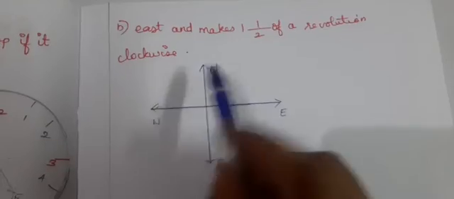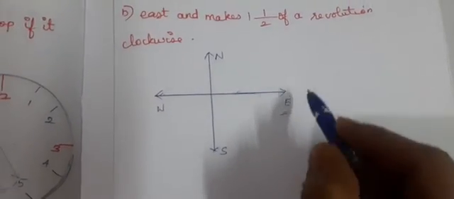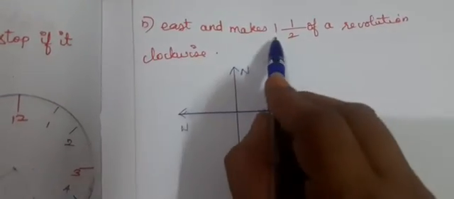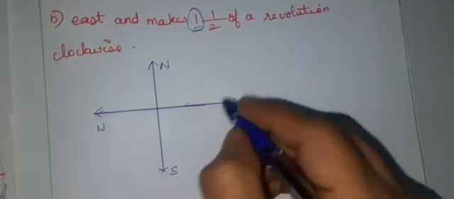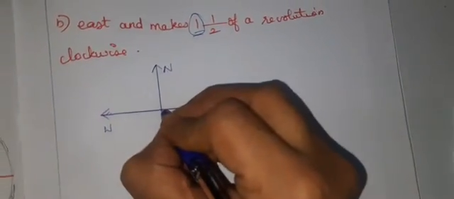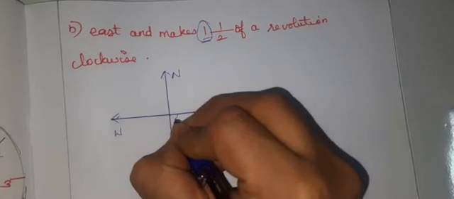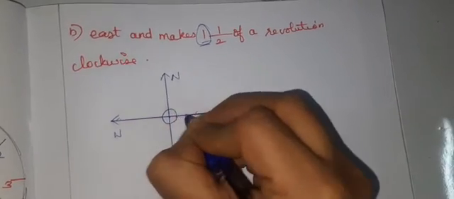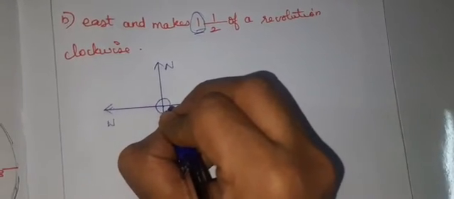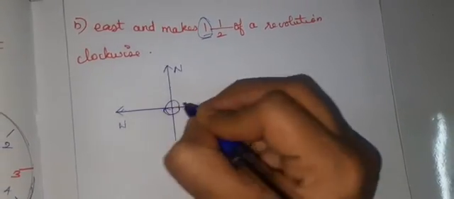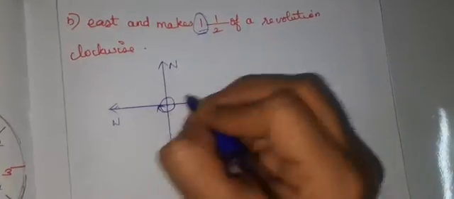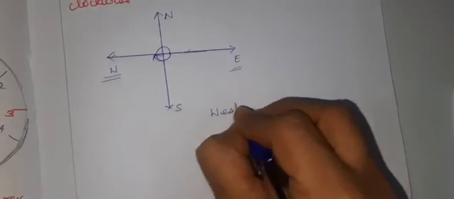Second question, you are facing the east and you are making 1.5 of the revolution. So this one indicates the whole revolution. So one complete revolution you have done from east, which makes you come back to the original position. Again you are making 1/2 of the revolution, which in turn makes you face the west.